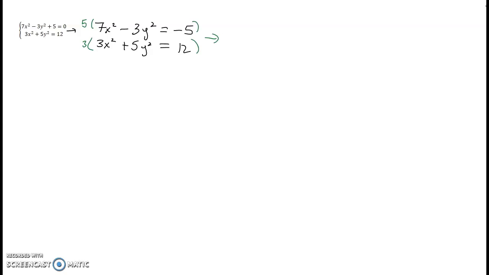So when we multiply that through, we get 35x squared minus 15y squared equals negative 25. And when we multiply the bottom equation through, we get 9x squared plus 15y squared equals 3 times 12, which is 36.